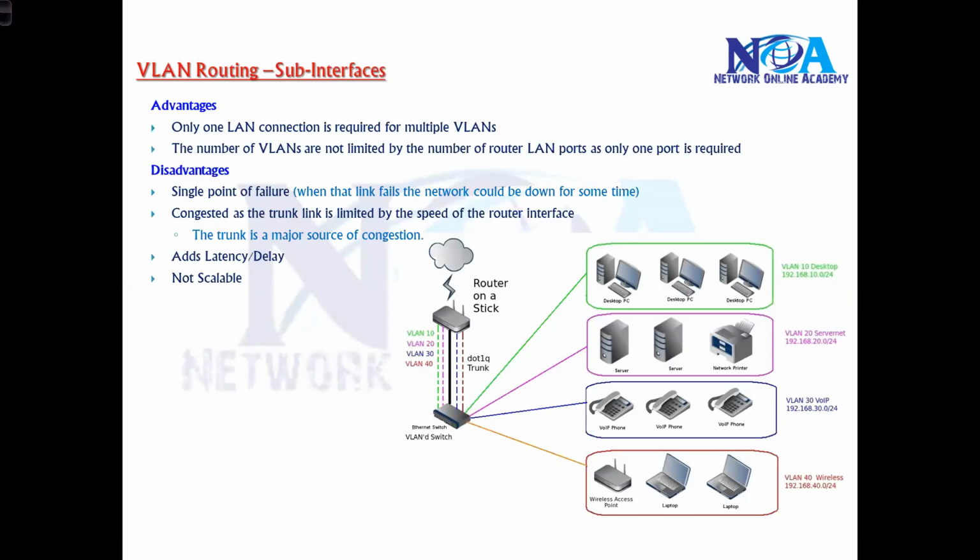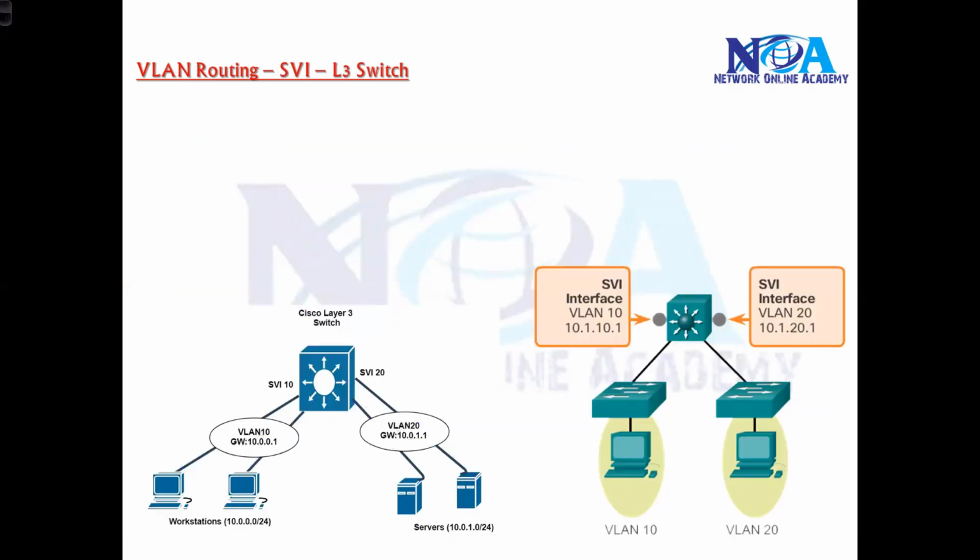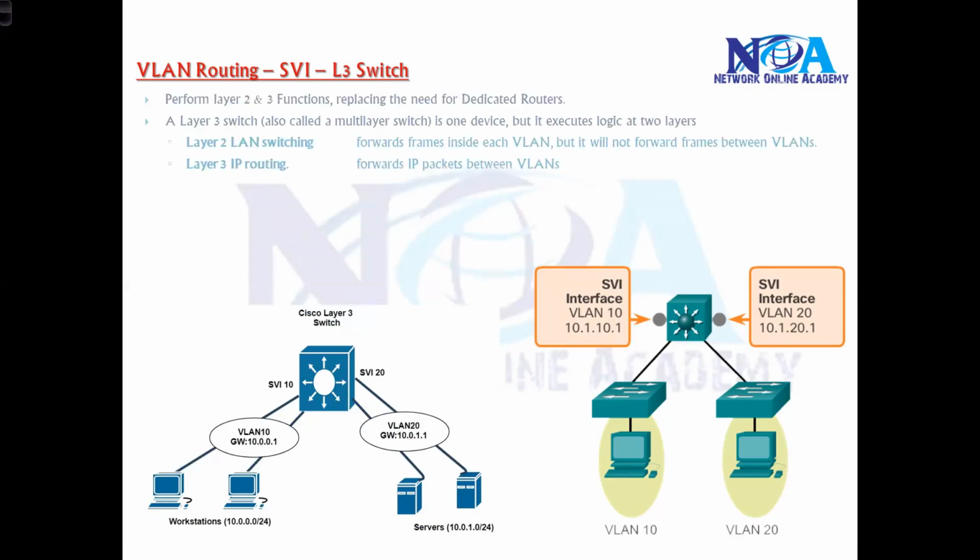Again, you need to have a dedicated router, there is a single point of failure, and of course there is congestion and latency, and it is also not a scalable solution. So in today's network, the most commonly used method for inter-VLAN routing is using L3 switches.